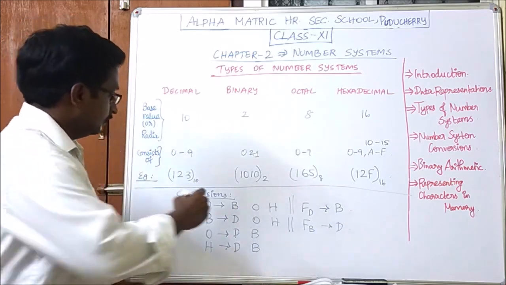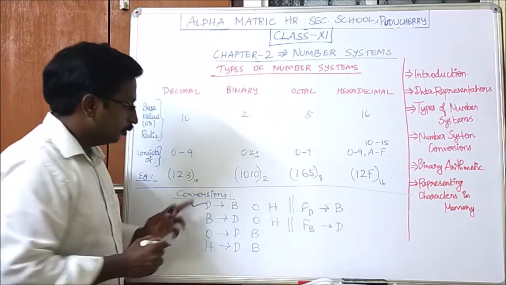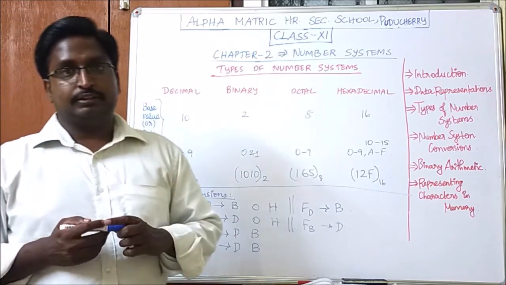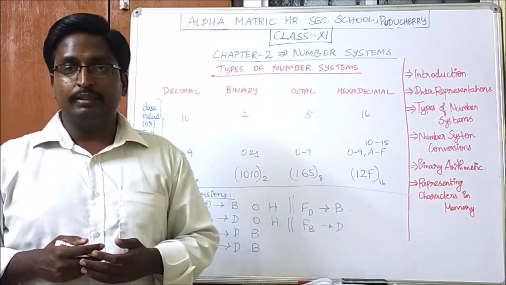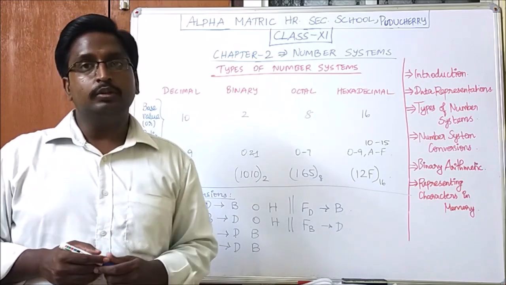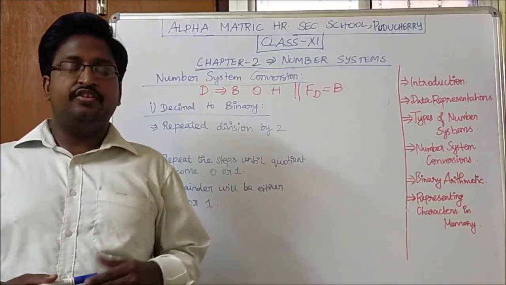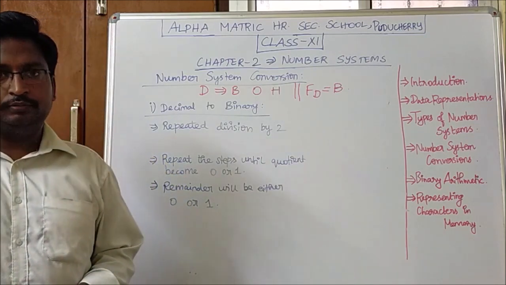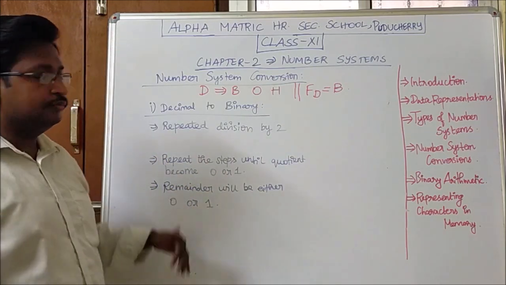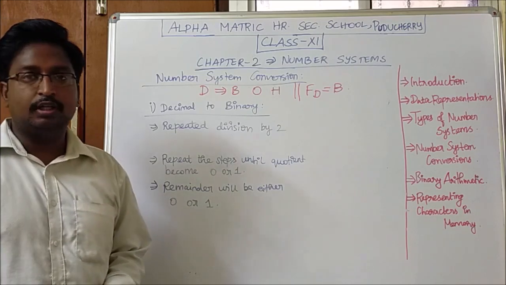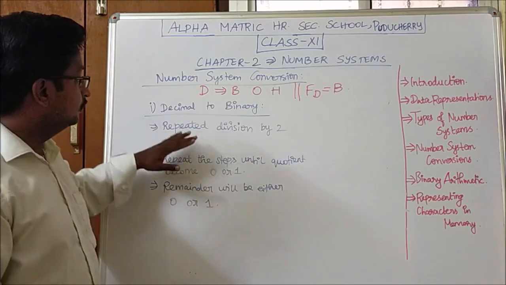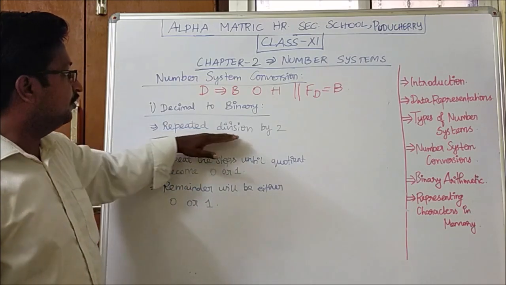So first, in this video, we will see about the decimal conversion. Decimal to binary, octal and hexadecimal, and also fractional decimal to binary. First, we will see the decimal to binary conversion. So these are the 3 steps we have to follow for converting the given decimal number into binary. So first, repeated division by 2.